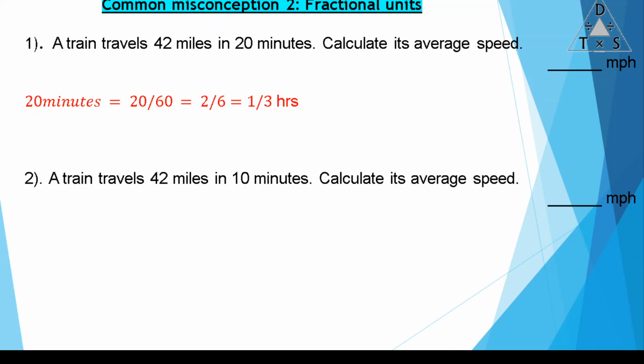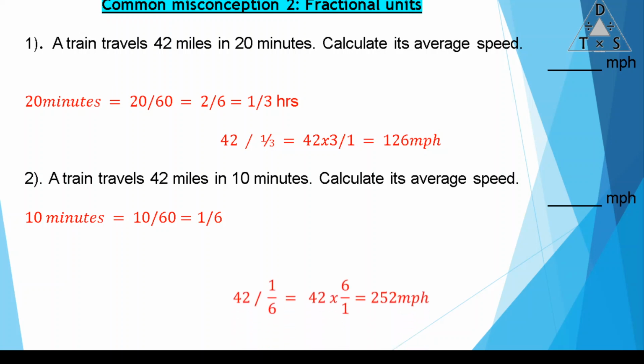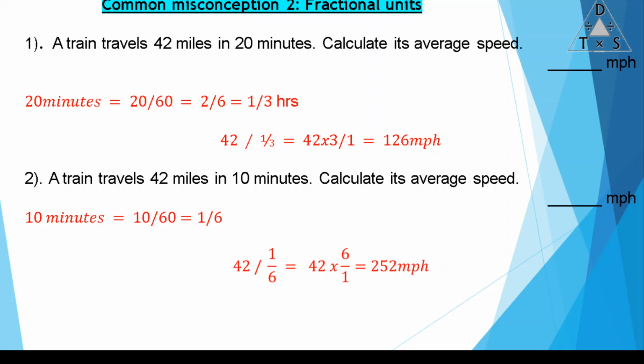And so to calculate the average speed, we use the same formula. That gives you 42 divided by a third, 126 miles per hour. 10 minutes, we need to change into hours, so divide by 60. 10 divided by 60 gives you a sixth. Using the sixth to work out speed, speed is distance divided by time, and we should get 252 miles per hour.